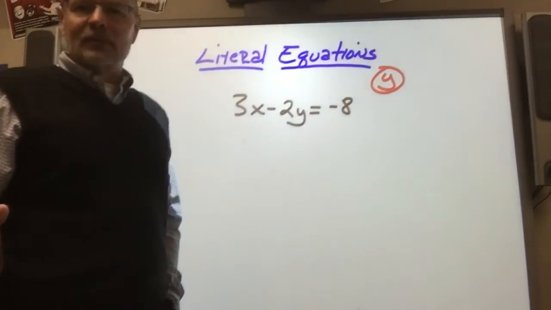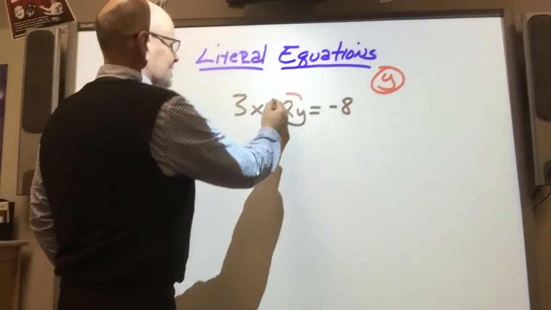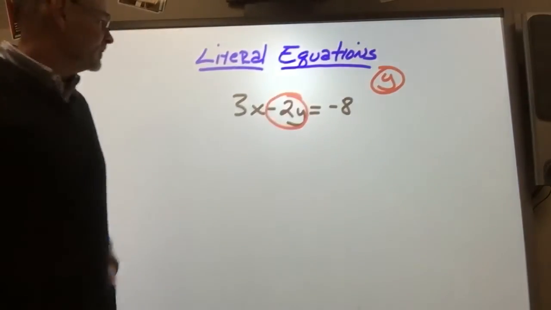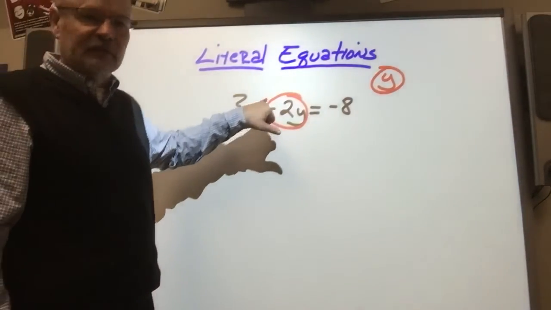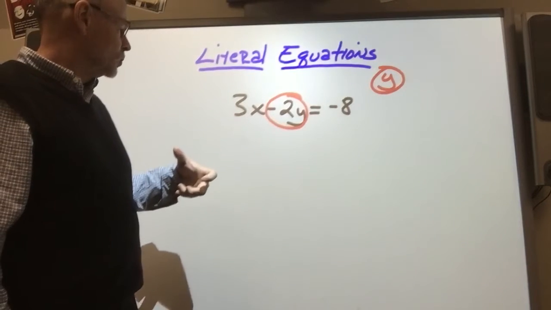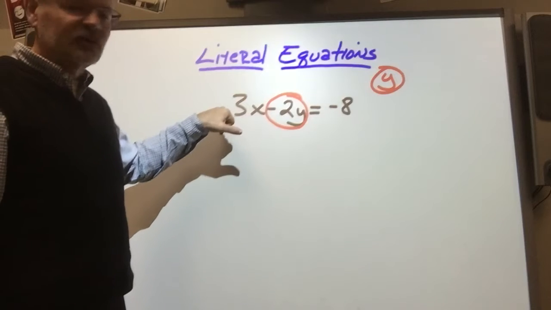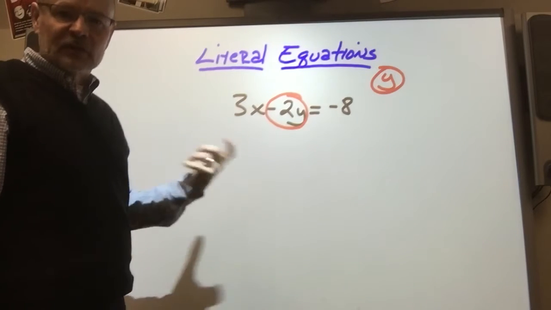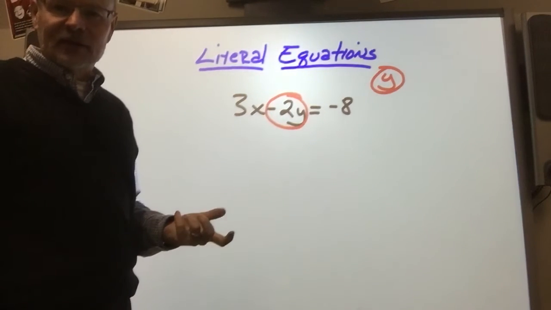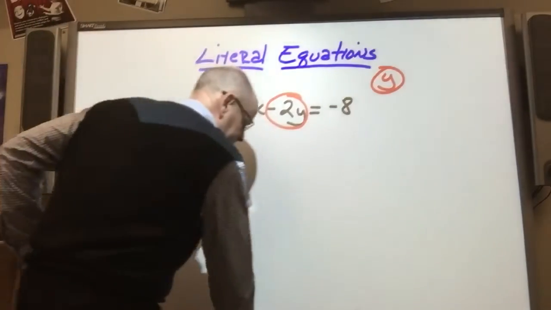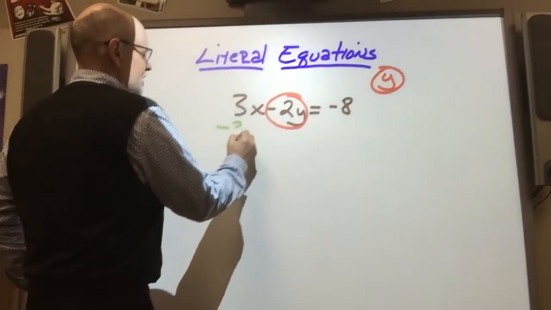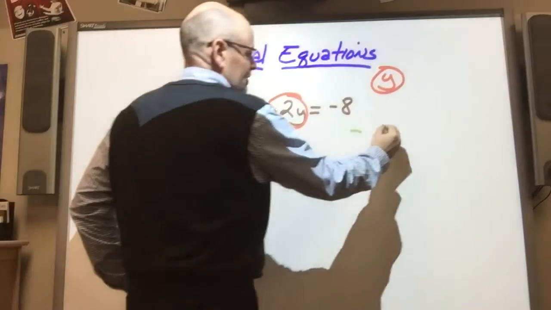So I want to get y by itself. So I'm trying to get this right here by itself. Notice I'm including the sign that's in front of it. So the first thing I want to do is get rid of the 3x. So I know there's an understood plus sign in front of here. So I'm going to do the inverse operation. I'm going to subtract 3x from both sides. So minus 3x and minus 3x.